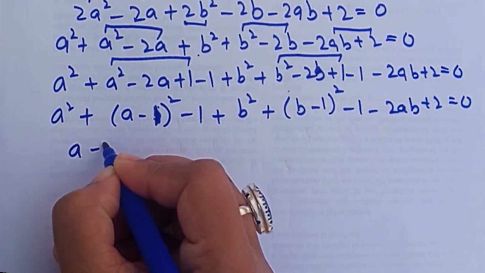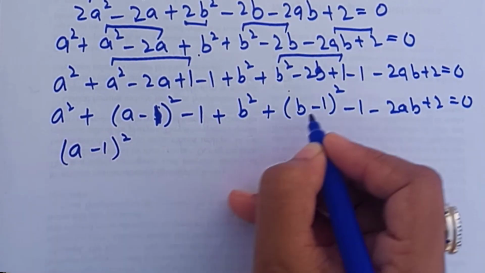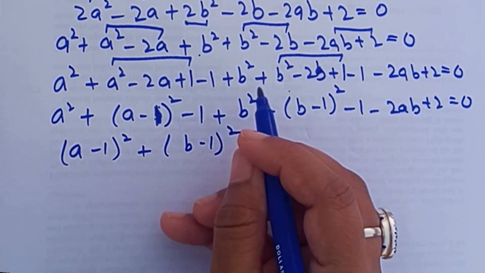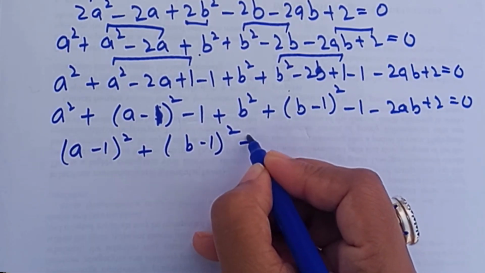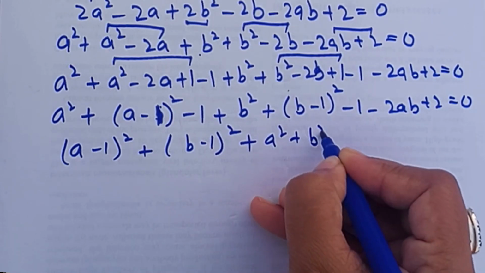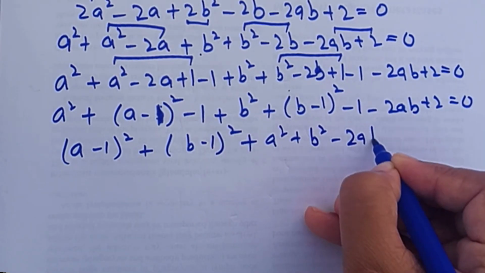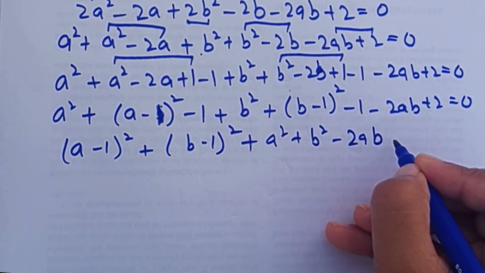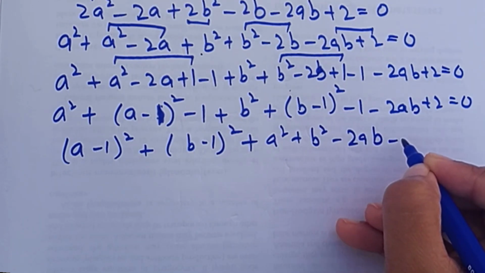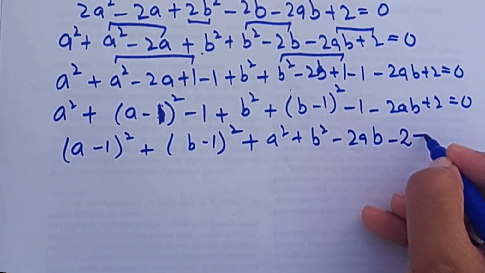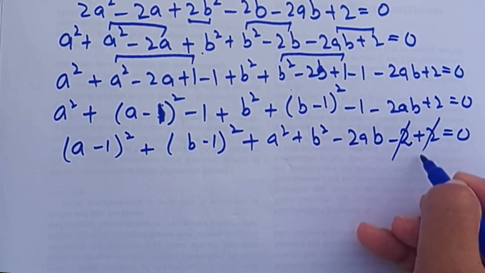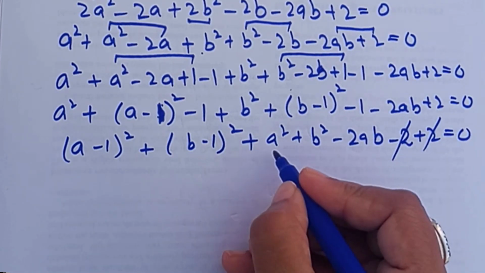So this is a minus 1 whole square. This is a plus b minus 1 whole square. And this is a plus a square plus b square minus 2 times product of AB. And this is a minus 1, and this is a minus 1 will become a minus 2, and this is a positive 2. It's equal to 0. So in the next step, negative 2 and positive 2 will cancel. And now look at this.